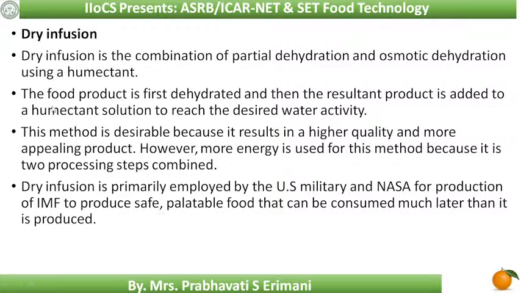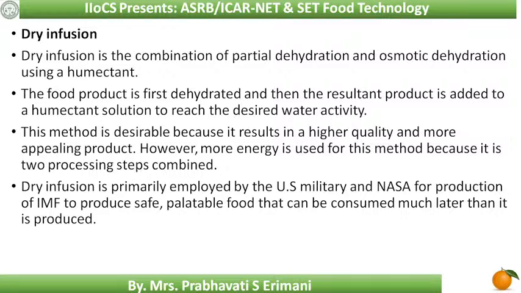And next step is dry infusion. Dry infusion is the combination of partial dehydration and osmotic dehydration, using the humectant. The food product is first dehydrated, then the resultant product is added to the humectant solution to reach the desired water activity. This method is desirable because it results in a higher quality and more appealing product. However, more energy is used for this method because it has two steps combined.